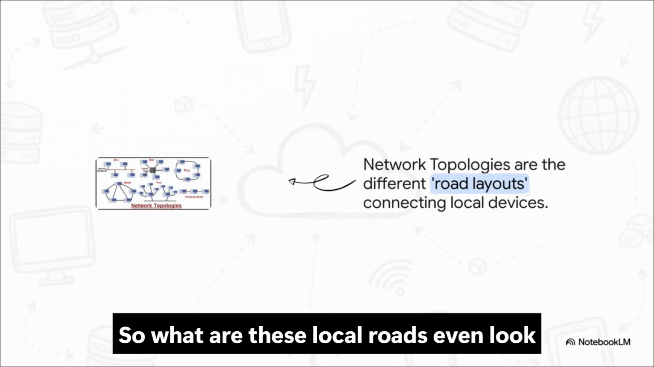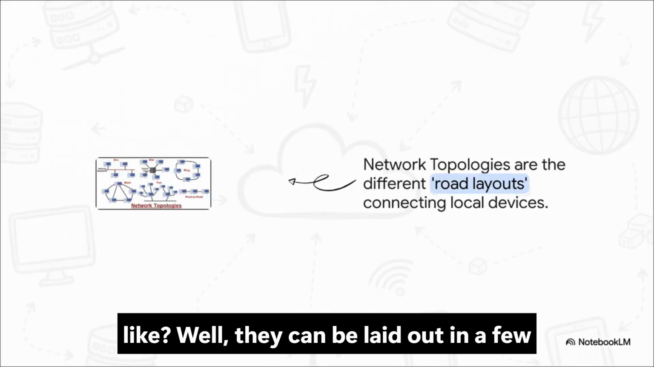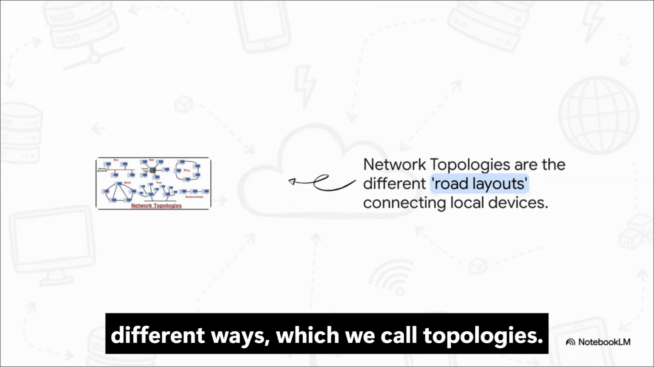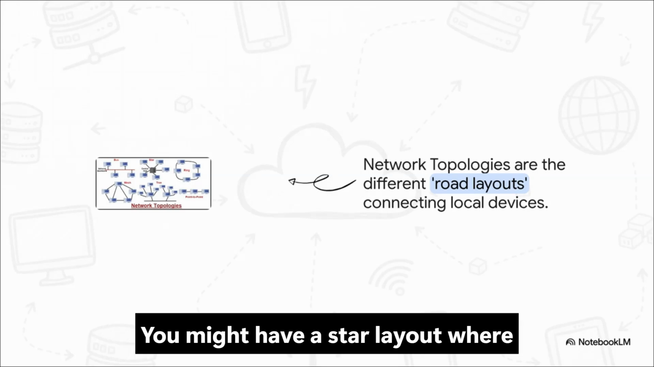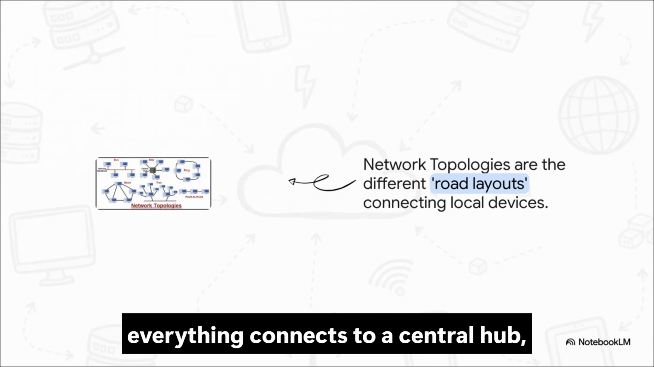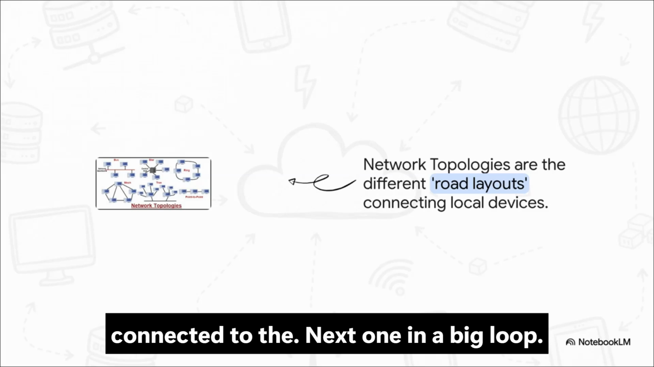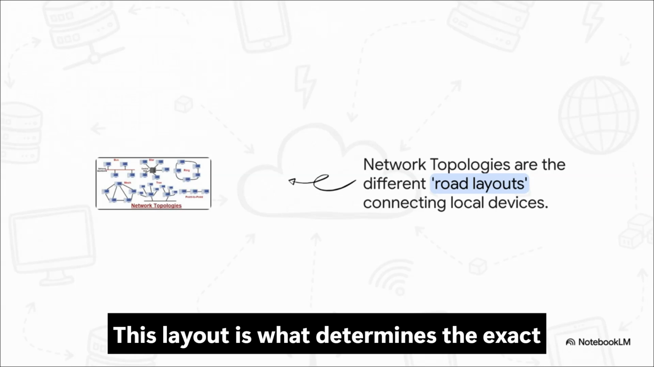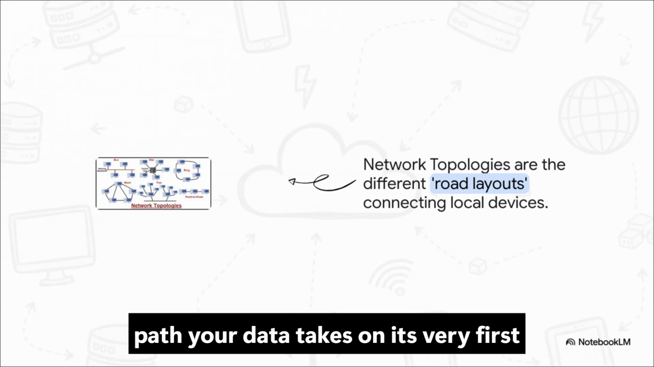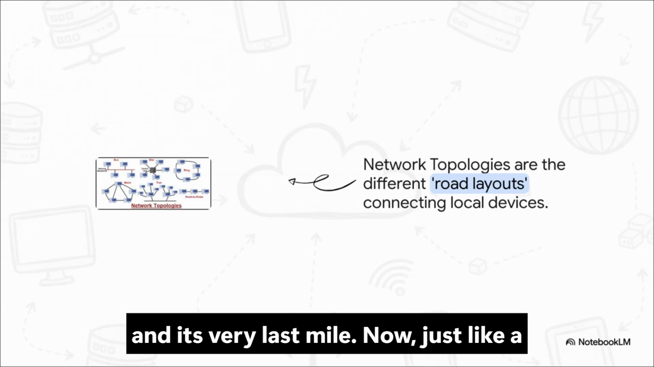So what do these local roads even look like? Well, they can be laid out in a few different ways, which we call topologies. You might have a star layout, where everything connects to a central hub, kind of like spokes on a wheel. Or you could have a ring, where each device is connected to the next one in a big loop. This layout is what determines the exact path your data takes on its very first and its very last mile.